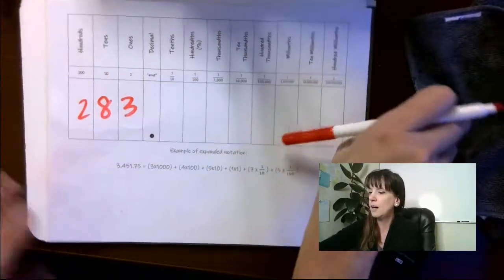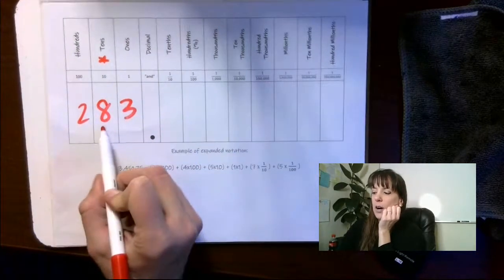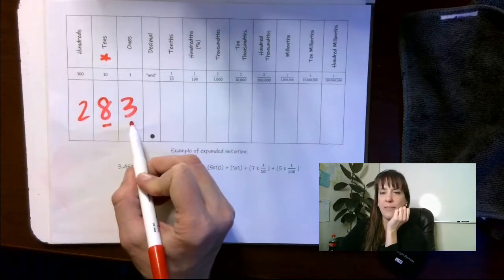283. Count my markers. I go through so many. All right, so 283 to the nearest tens. Here's our tens position. We want to round to this one, which means we need to look at this guy.